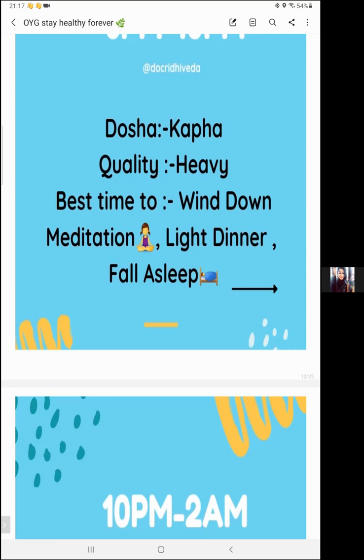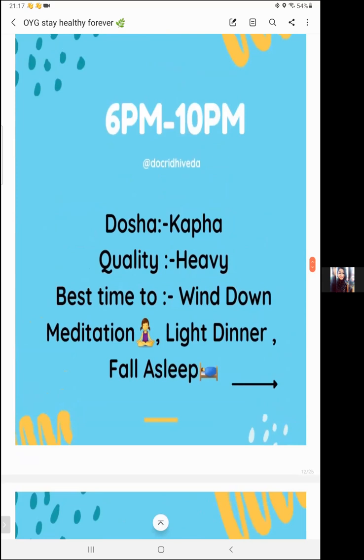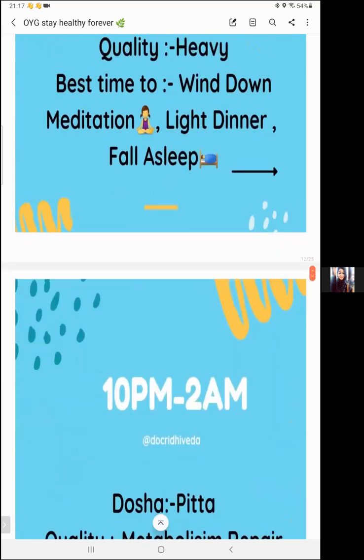And if you fall asleep at this time, Kapha will support you to sleep better, and it will be easy for you to fall asleep during this time. If you have your dinner by 6:30 or 7:30, and then you can sleep easily, and thus you can wake up the next day in Brahma Muhurta.